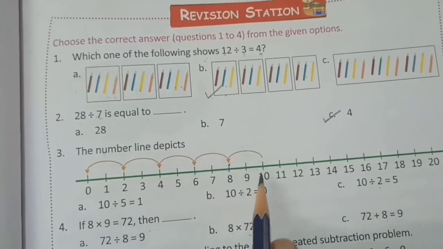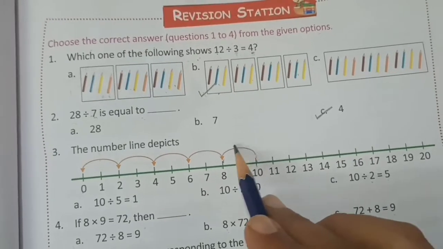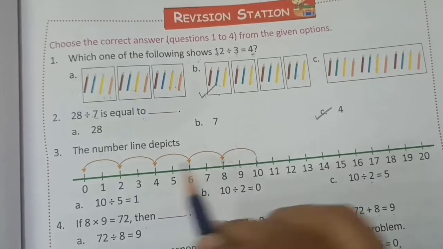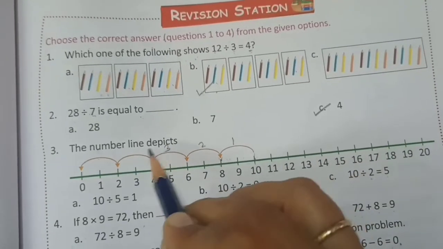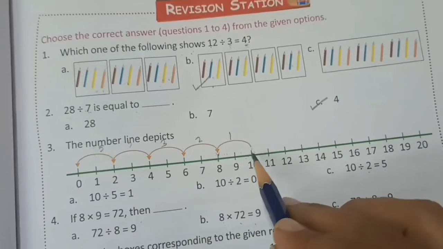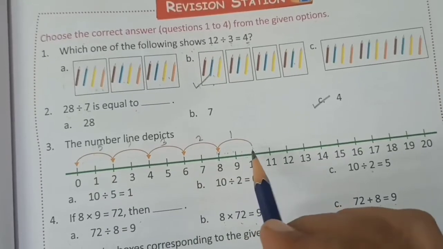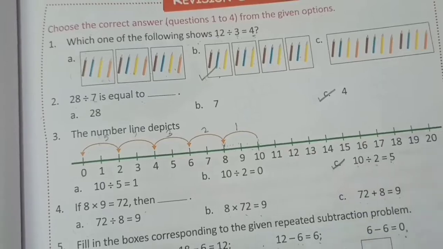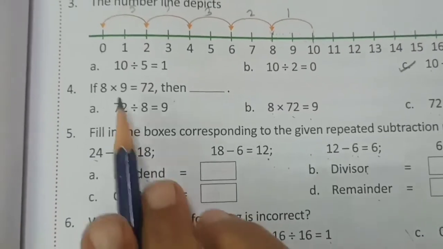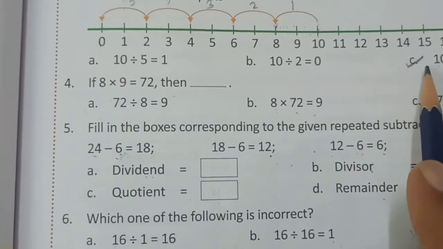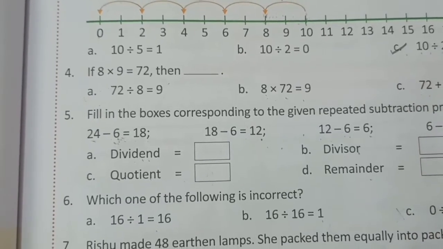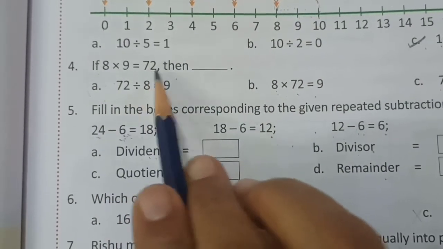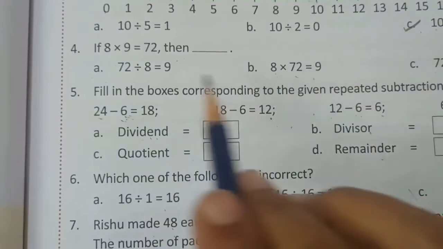Okay, now in the number line, see 10 and we jump 2 steps backward. How many times do we jump? 1 2 3 4 and 5, means 5 times 2, means 10 divided by 2. So C is correct. Here 10 divided by 2 is equal to 5. 5 is the quotient.